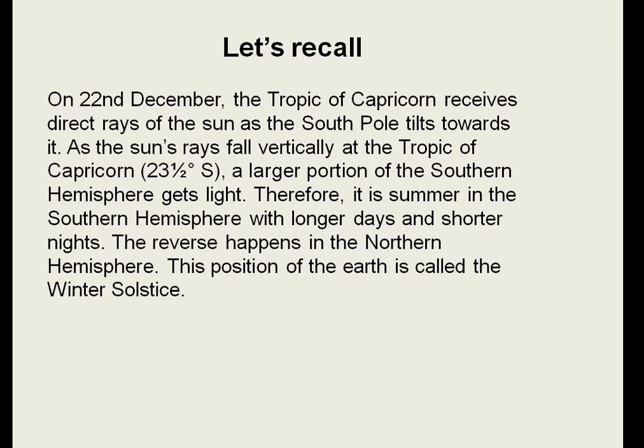Next, on 22nd December, the Tropic of Capricorn receives direct rays of the sun as the South Pole tilts towards it. As the sun rays fall vertically at the Tropic of Capricorn, a large portion of the Southern Hemisphere gets light. Therefore, it is summer in the Southern Hemisphere with longer days and shorter nights, and the reverse happens in the Northern Hemisphere. So this position of the earth is called the winter solstice.